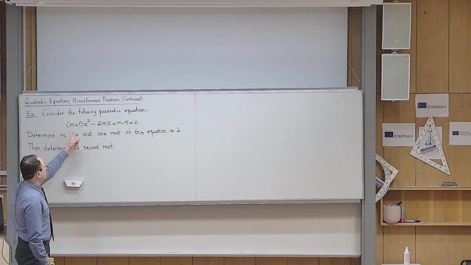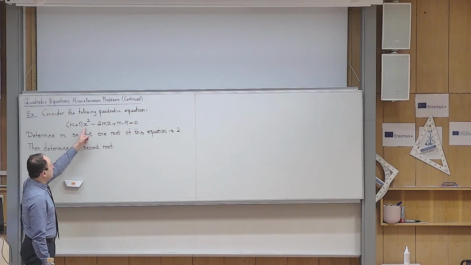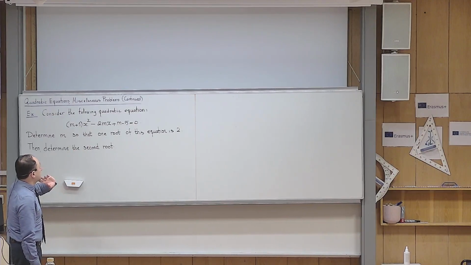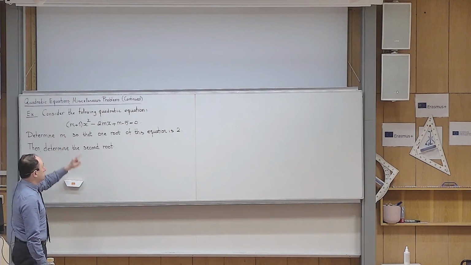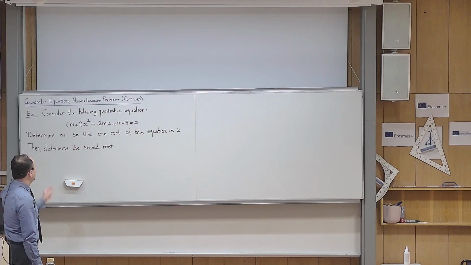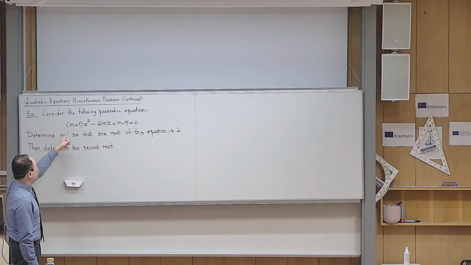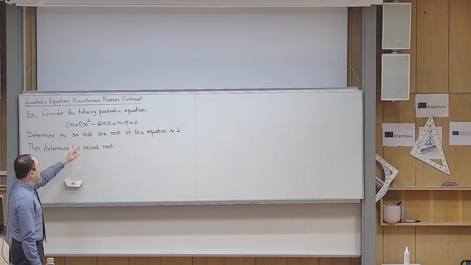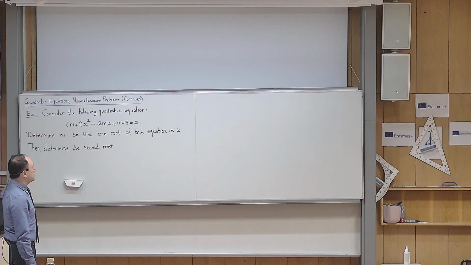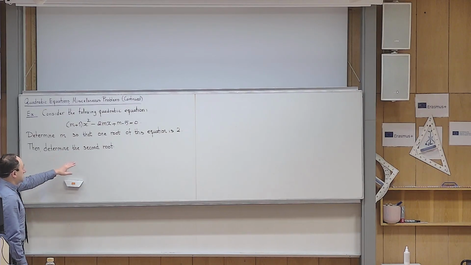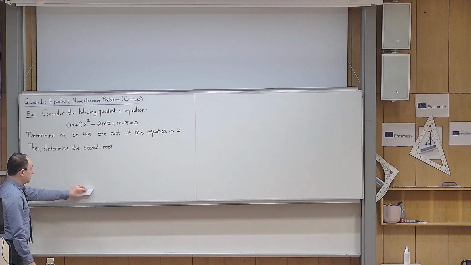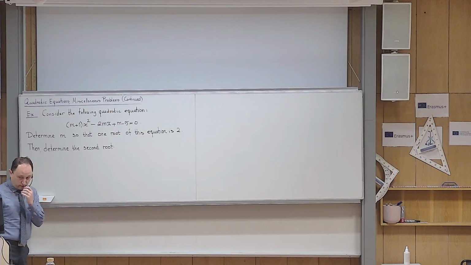So consider this quadratic equation. This is quadratic in x, not in m, because you see the highest power in x is 2. The highest power in m is 1. So it's a quadratic equation in x. Determine m, the unknown m, the parameter, so that one root of this equation is 2. Then determine the second root. Okay, you start working on it, and I will write some more examples, then we solve them together.